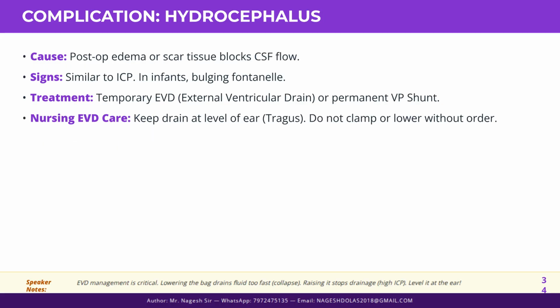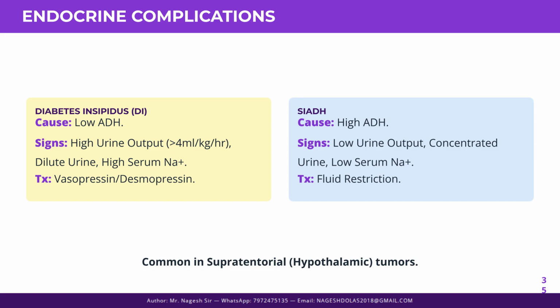Hydrocephalus can be caused by post-op edema or scar tissue blocking CSF flow. Signs are similar to increased ICP, including a bulging fontanelle in infants. Treatment involves a temporary external ventricular drain or a permanent VP shunt. When caring for an EVD, keep the drain level with the ear and do not clamp or lower it without an order. Endocrine complications are common with supratentorial tumors.